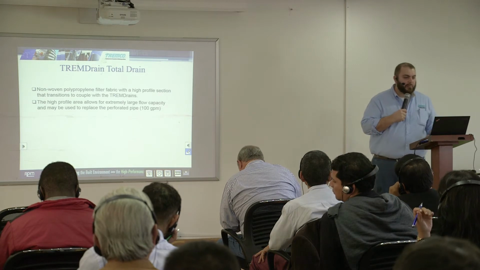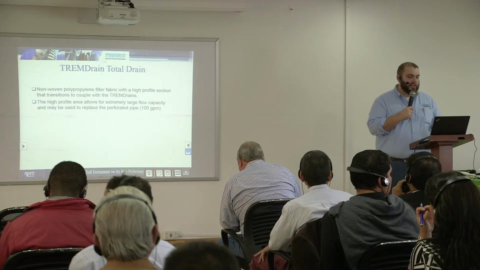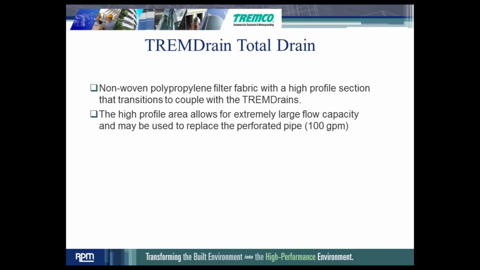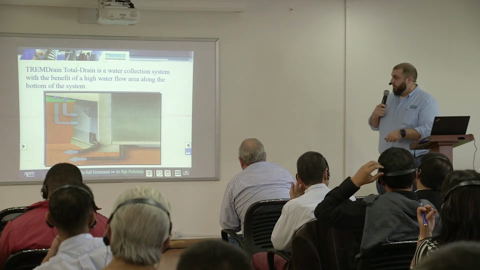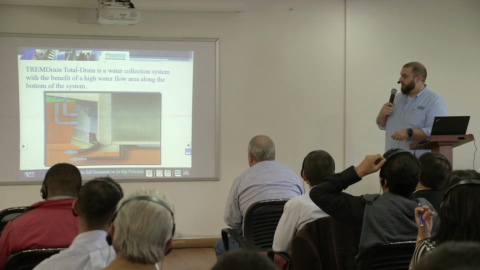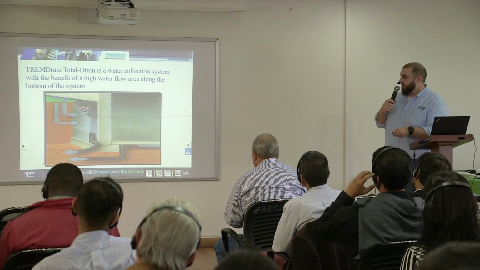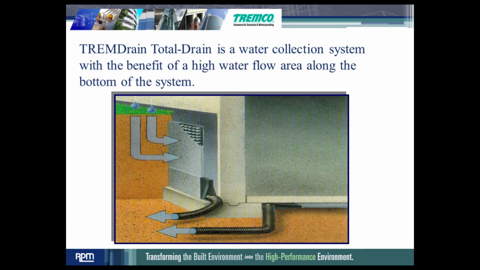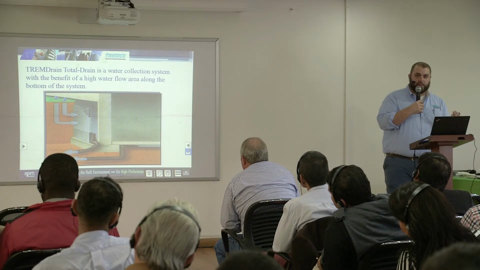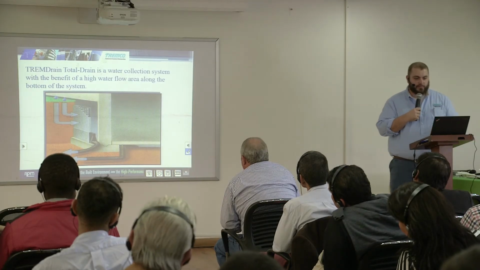It's a non-woven polypropylene filter fabric with a high-profile section that transitions to the different TREMDrains. So the thinner section at the top, you would snap onto your other TREMDrain. You would typically use it at the base, and then if you have a larger wall or deeper wall than this, you could tie the regular drainage system into the total drain. You would just remove the filter fabric from part of the area and then snap the cones together.